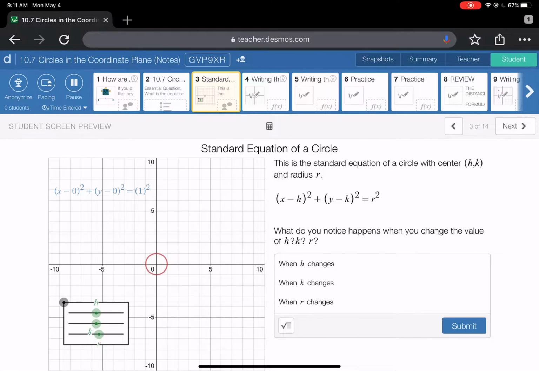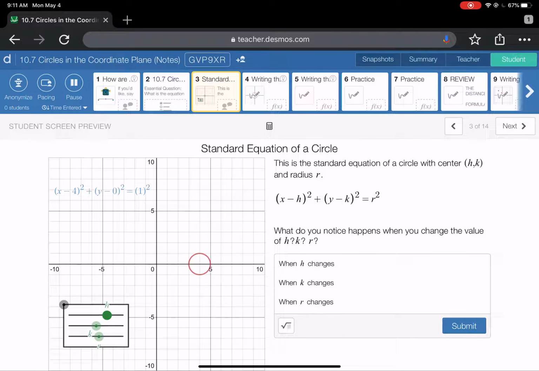So first we have to start talking about the standard equation of a circle. The standard equation of a circle with center (h, k) and radius r is (x minus h) to the power of 2 plus (y minus k) to the power of 2 is equal to r squared. What we're going to find out by moving this stuff around on the graph on the left is what happens when we change the values of h, k, or r.